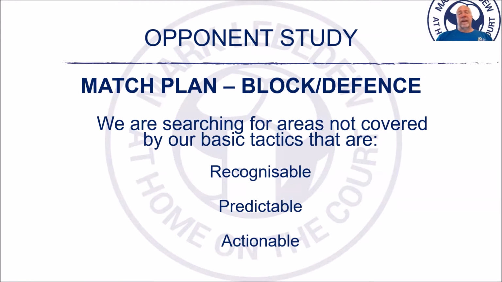These are things that the players, not the coach, can see easily from their positions on the court. They are things that have a predictable outcome: if player X does such and such, then the outcome will be an attack in position 4, for example. And they need to be something that we can do something about with our team.